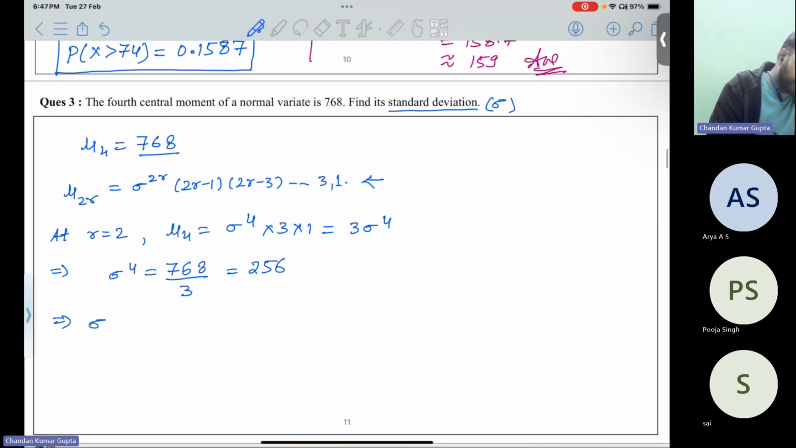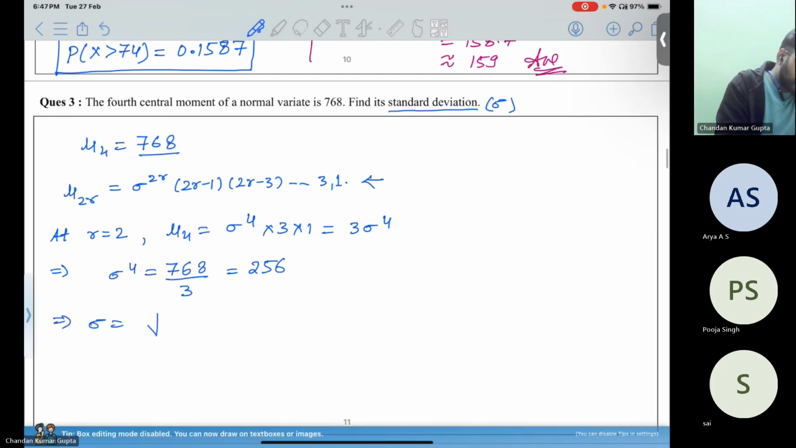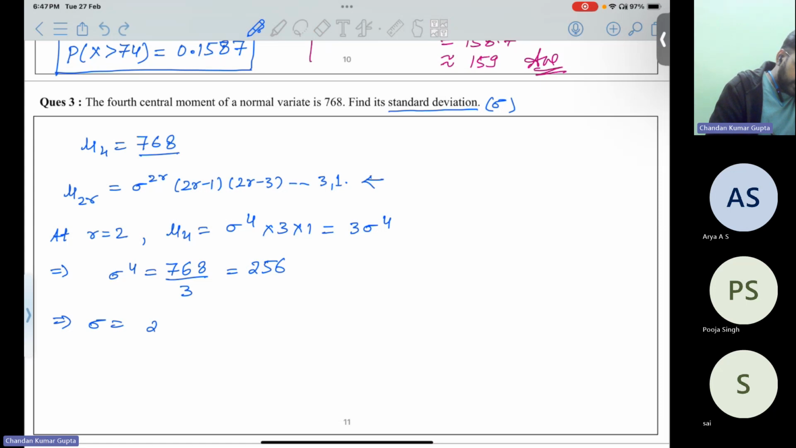That means sigma equal to what? We can write 256 power 1 by 4, which is equal to 4 actually, because 256 is the square of 16 and 16 is also the square of 4. That means 256 to the power 1 by 4 equal to 4. This is our standard deviation.